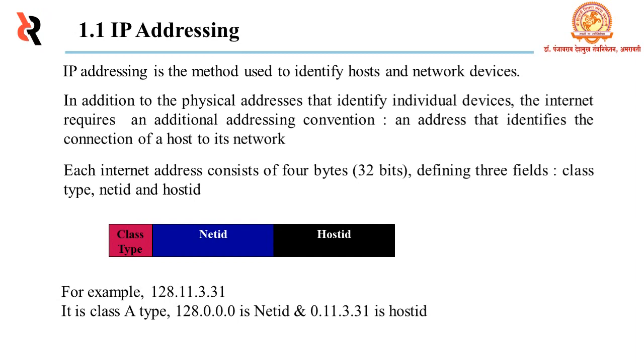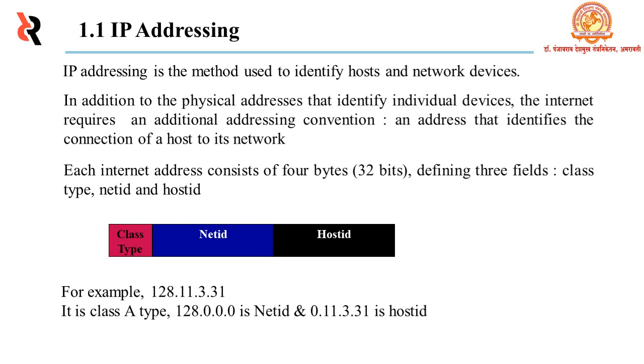IP addressing is the method used to identify host and network devices. The IP version 4 device address is a 32-bit address and it is used for defining the connection of a host or router to the internet. IP addresses are unique in the sense that each address defines one and only one connection to the internet. Two devices on the internet can never have the same address.